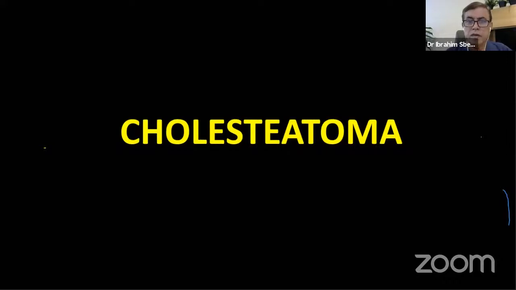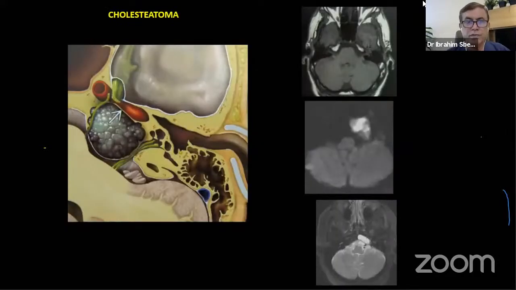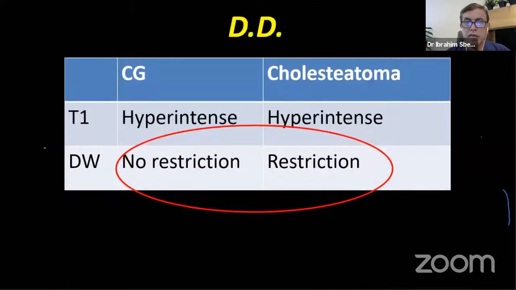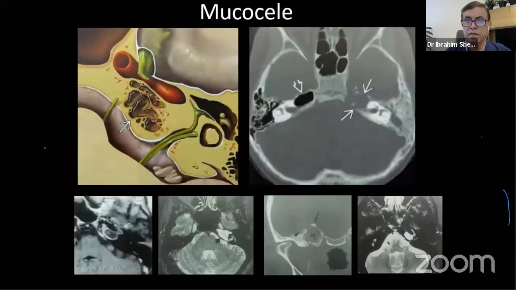The other lesions, they are begging you, don't leave me alone, please do something. Cholesteatoma is something that we need to treat, and it is different morphologically and histologically from cholesterol granuloma. Again, on the MRI or CT, they may look the same, but no. There are some differences between cholesterol granuloma and cholesteatoma. And the main difference here is in cholesteatoma, you will find restriction on DW, the effusion, while in cholesterol granuloma, there is no restriction. Sometimes you need to treat, especially if it gets infected.